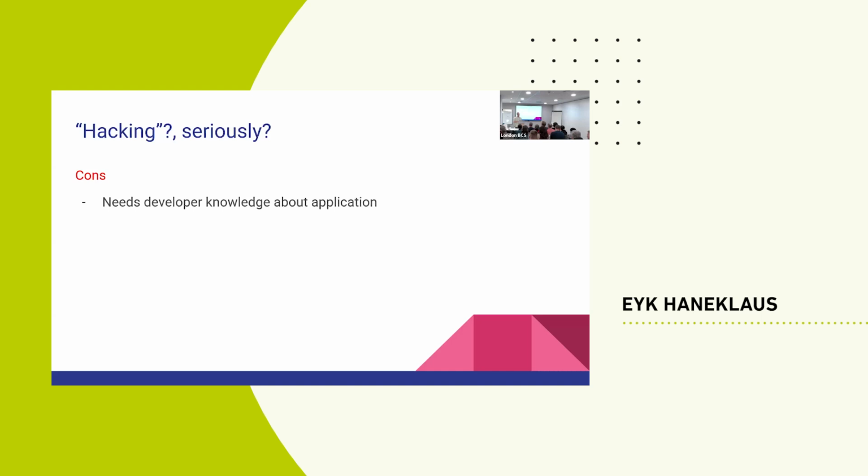The cons are, of course, we need developer knowledge about the application. We have to check the data model that is underlying this control. It hurts the black box principle. And the tests will break when the data model changes.